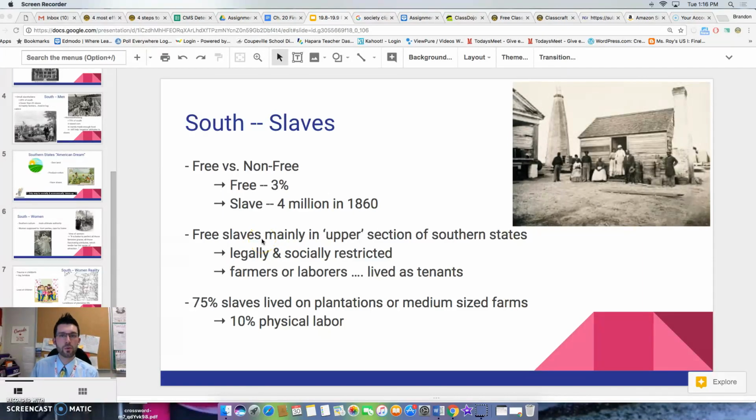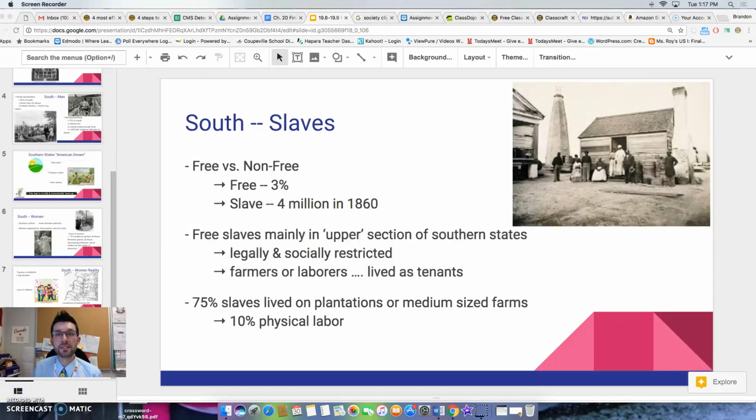The free people mainly lived in the upper part of the southern states, like Virginia, Kentucky, Maryland. However, they were legally and socially restricted with what they could do. They definitely couldn't vote. Most of them were tenant farmers or laborers, so they did not own their own land.